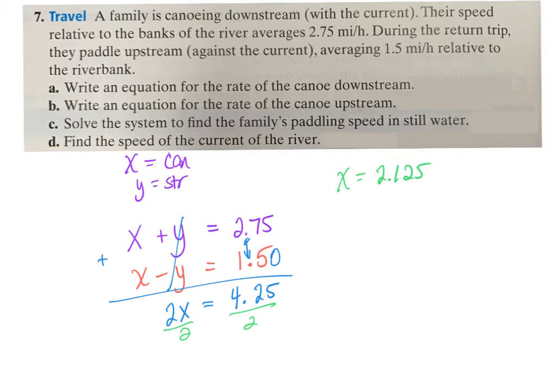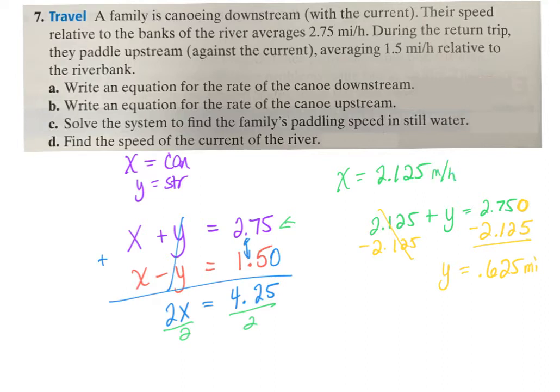And then to solve for the other one, I just plug it into one of these. So if I plug it in here, then I would say 2.125 plus y equals 2.75. Again, pay attention to your decimals. 2.125, you want to add a 0 here. All right, and so when you subtract, you'll get 0.625 for the current. And 2.125 for the canoe. And this is for the stream. There we go. So this is for the current. This is still water. All right.